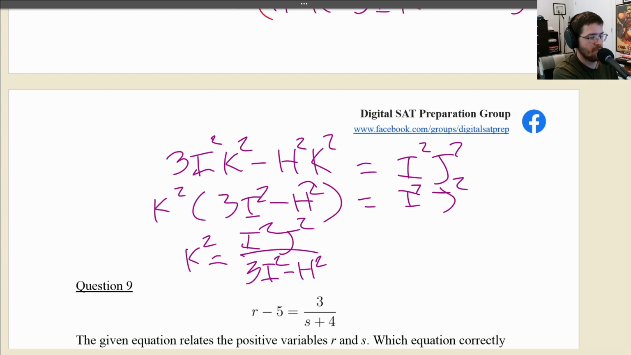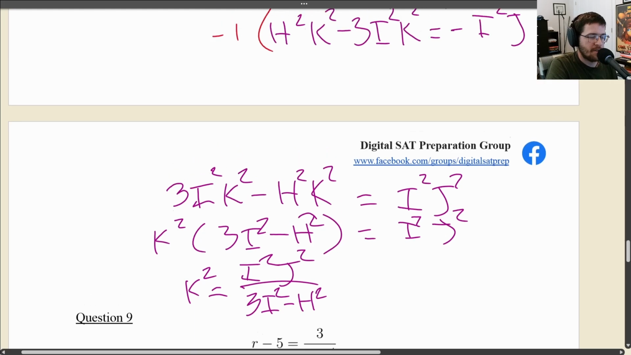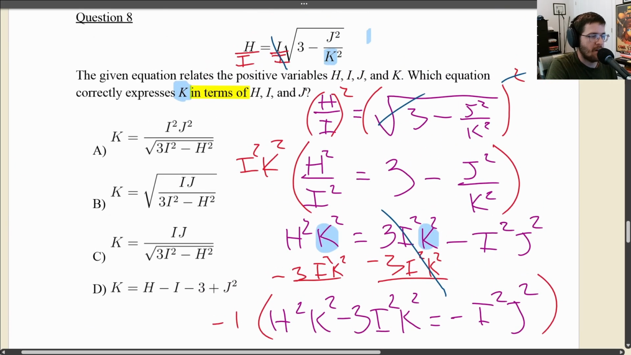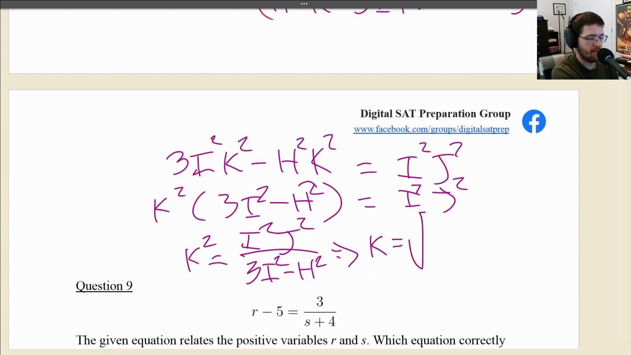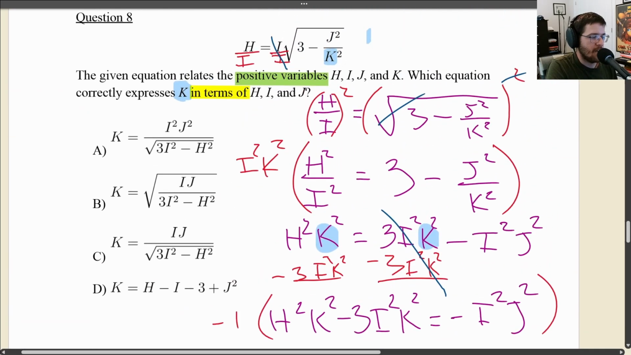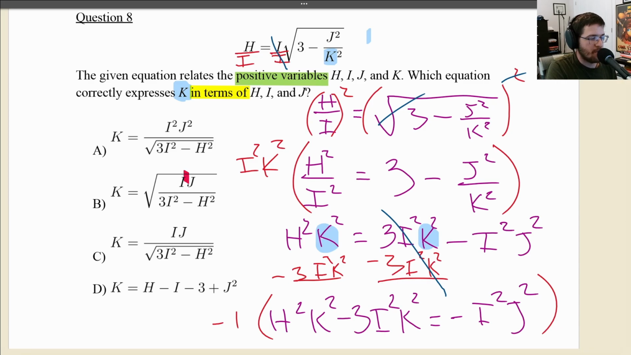And now to get rid of this square right here, we're going to take the square root of both sides. We don't really need to worry about anything being negative when we take the square root, because it said at the beginning of the problem, positive variables. All right. So I'm going to take the square root of both sides. And that will look like this: square root of I squared j squared over 3i squared minus h squared. And now that would be great if that looked like one of my choices. However, if you come up here, the one that looks closest to that is B, and there's no squareds there, so that can't be right, so I must have to keep going.